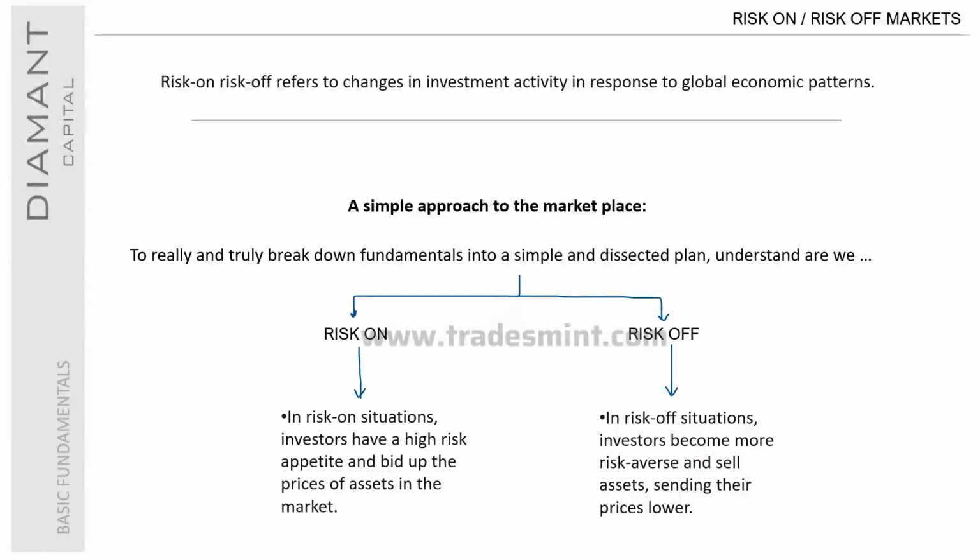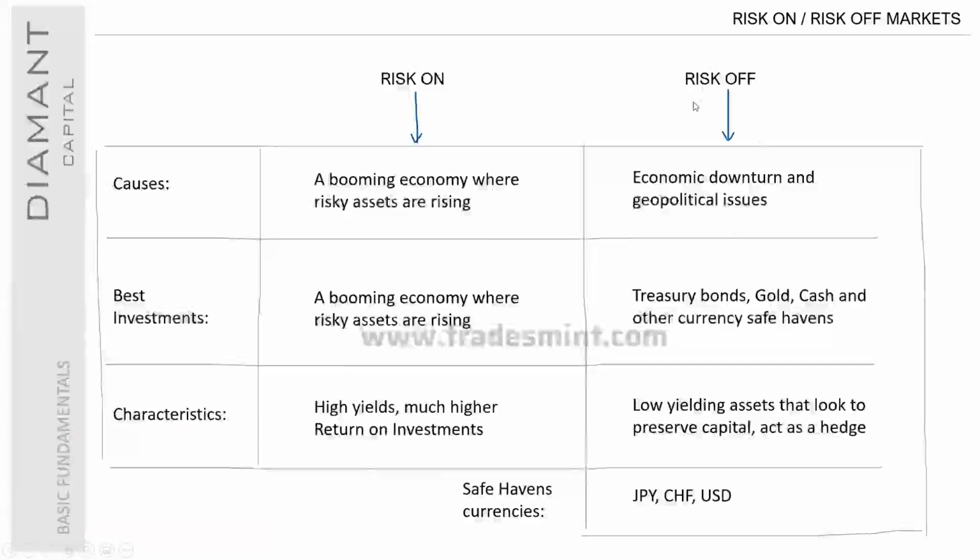Then risk off is when investors really want to lay back and sell the assets that they can that are very risky, but hold on to assets that will keep them in a safe haven. So you've got different types of safe haven currencies, types of commodities that people hold on to, types of treasuries that we also talked about as well. But this is obviously something that we're going to look at in more depth soon. Now, to simply break it down, let's look at causes, best investments, characteristics, and then some safe haven currencies.